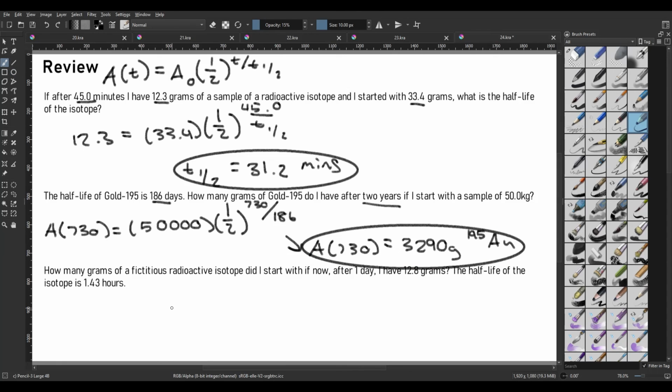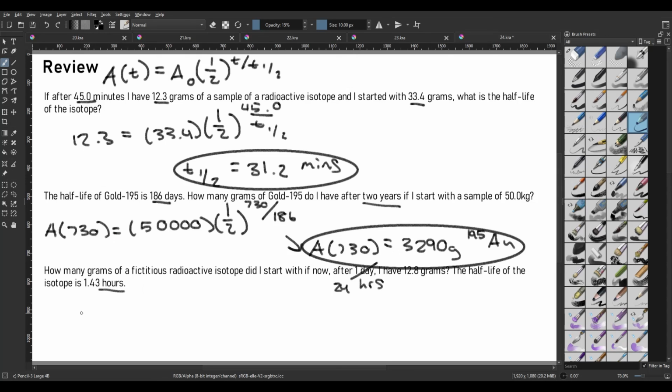What about the last question? The last question reads, how many grams of a fictitious radioisotope did I start with if now, after 1 day, I have 12.8 grams? The half-life of the isotope is 1.43 hours. So we get to do a little bit of a conversion now. Because the half-life is given in hours, we're going to turn 1 day to 24 hours.